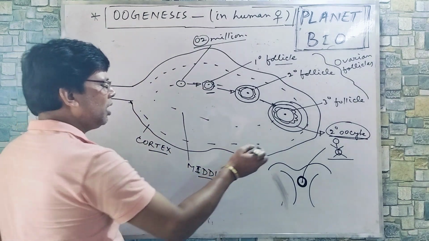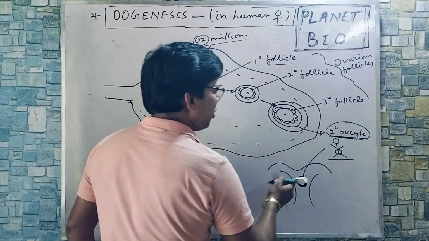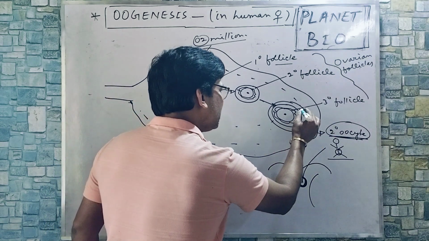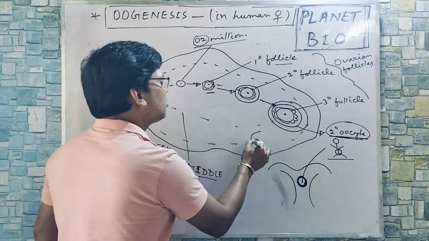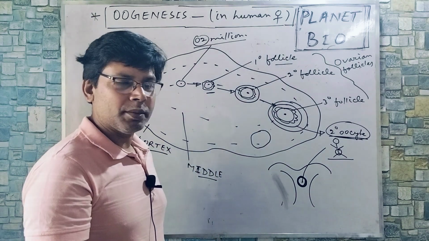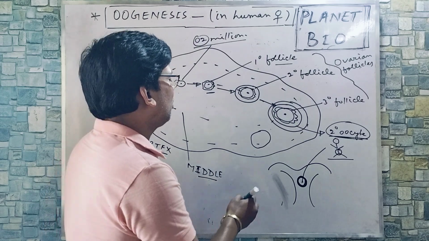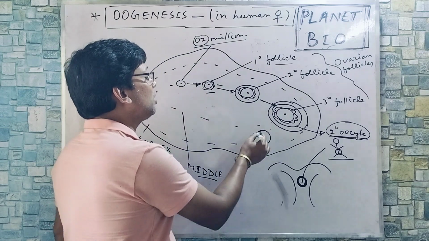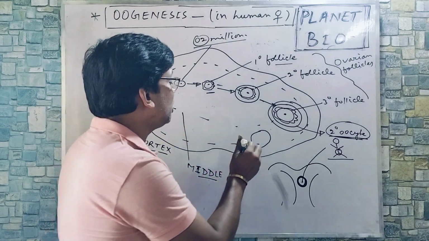What happens actually after the release of an ovum in this form, secondary oocyte stage, when ovulation has occurred? This entire follicular part becomes corpus luteum. Corpus luteum, it becomes what? Corpus luteum. Luteum means yellow in color.